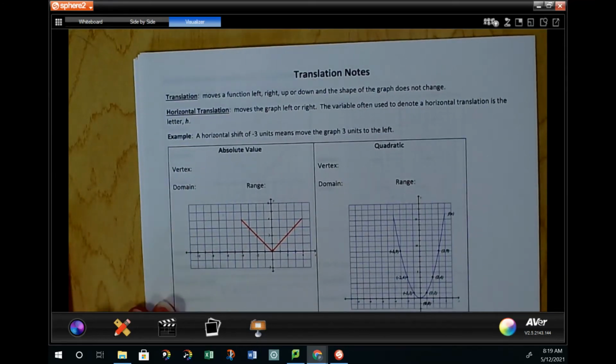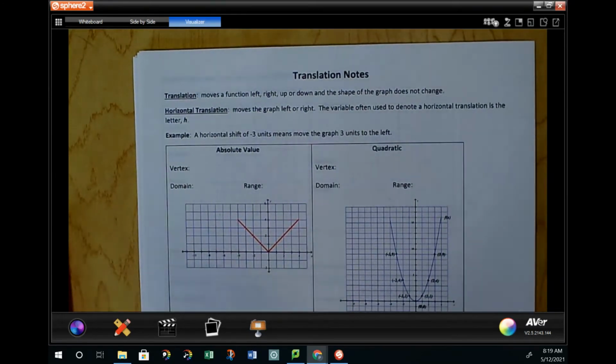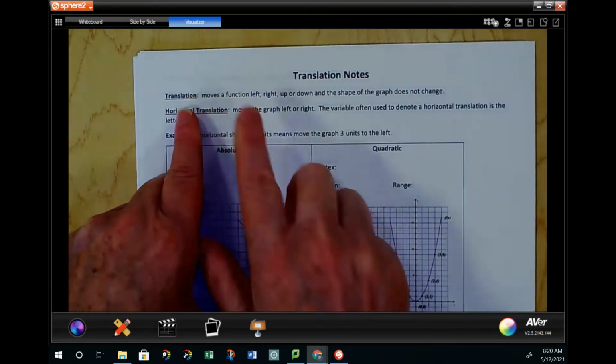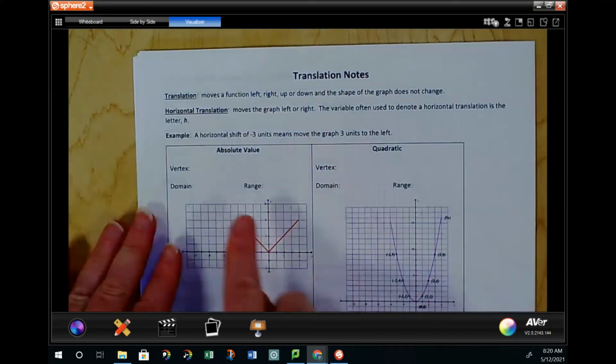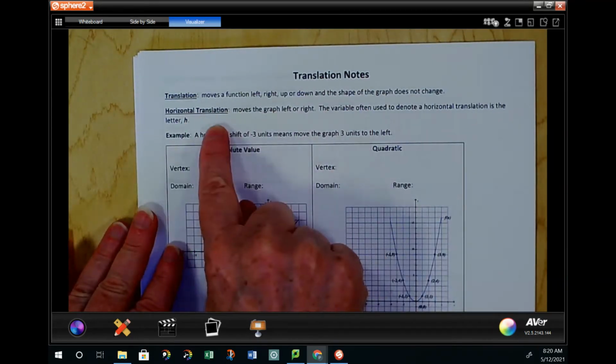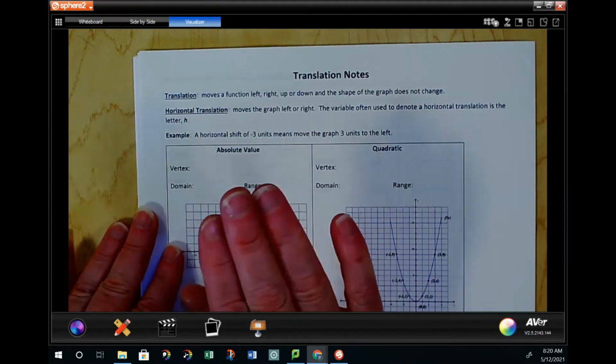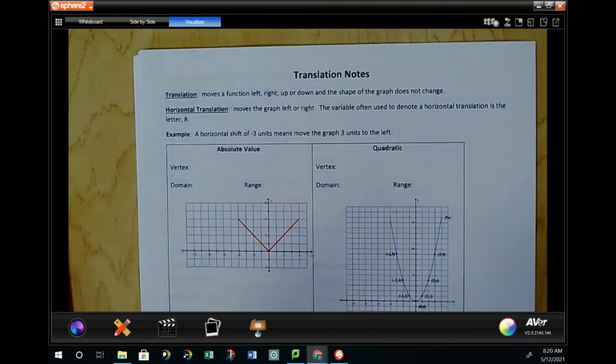Okay, so now that we know what an absolute value function is and what a quadratic function is, we're going to go through and study translations. Translations just move a graph to the right, to the left, or up or down. It doesn't change the shape of the graph or the size.